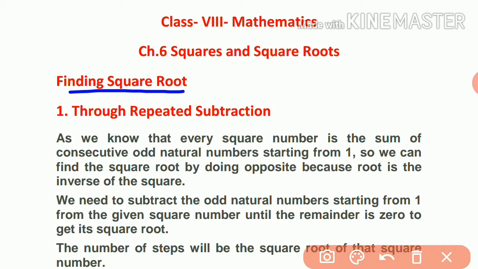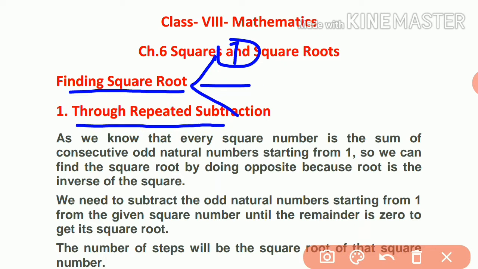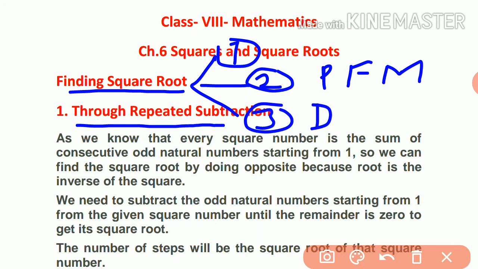Today we will study how to find a square root. Chapter 6, Squares and Square Roots, Mathematics of Class 8. There are three methods to find square roots. First is repeated subtraction, second is the prime factorization method, and third is the division method.